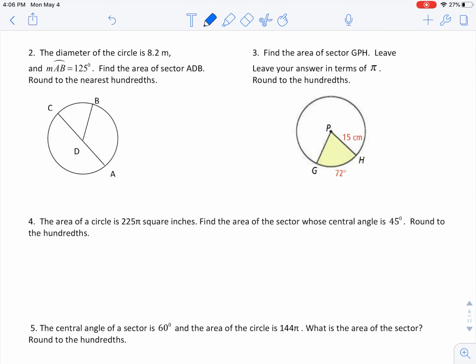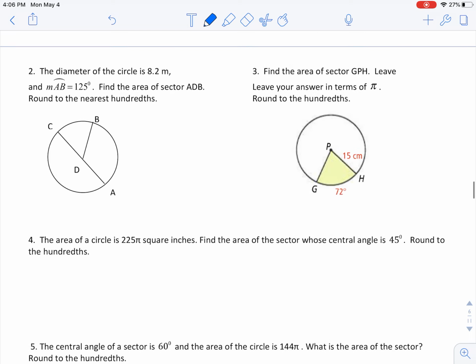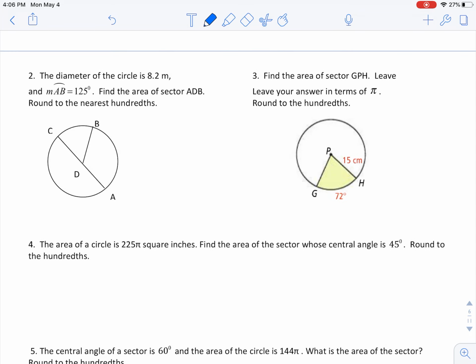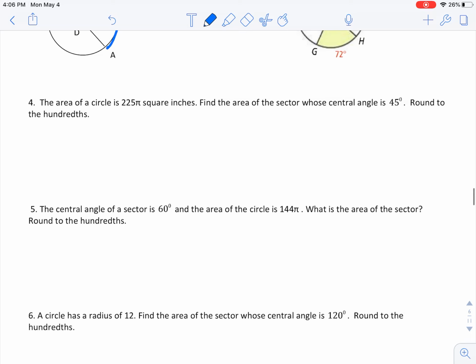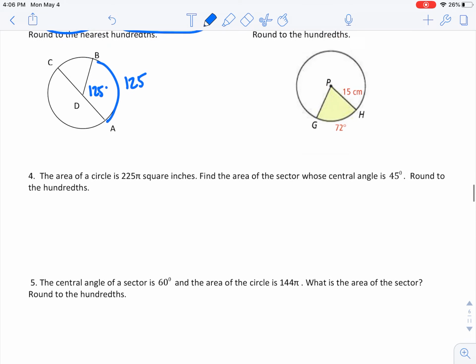There's one little thing that might be a little weird. This should not say leave your answer in terms of pi. It should say round to the nearest hundredth, like you would regularly do it. This gives you information up here. Find the area. It gives you the measure AB is 125. The one thing that might be weird is question 4. Questions 4 and 5, I think you're going to see this.